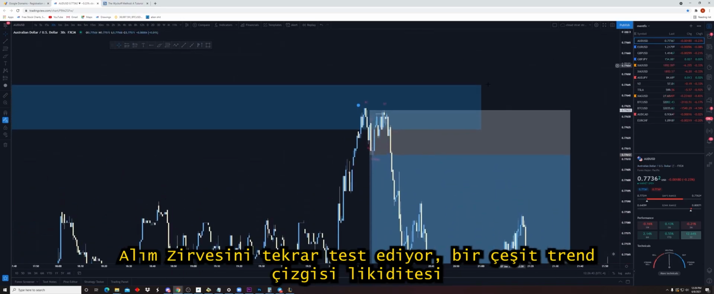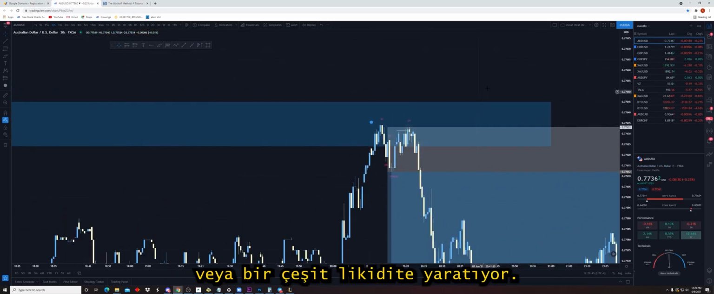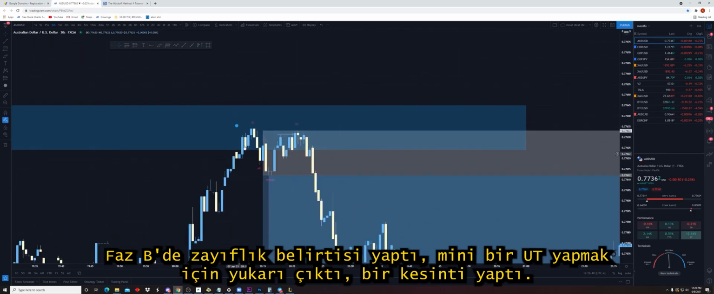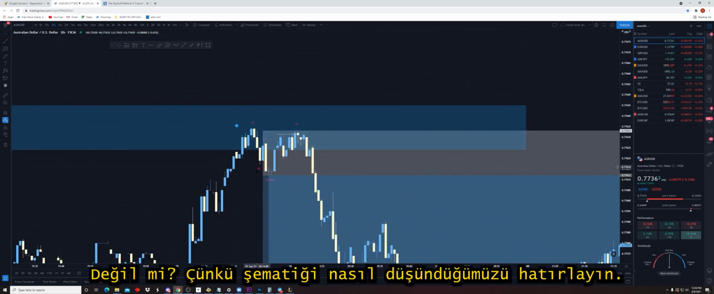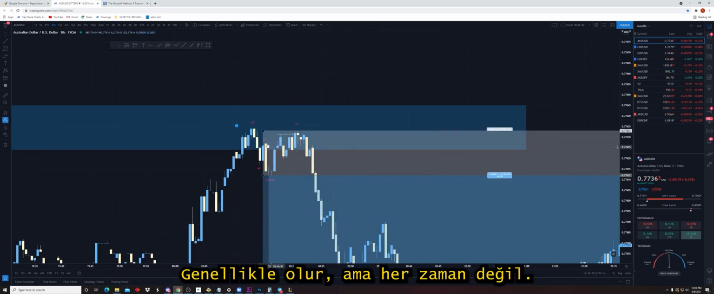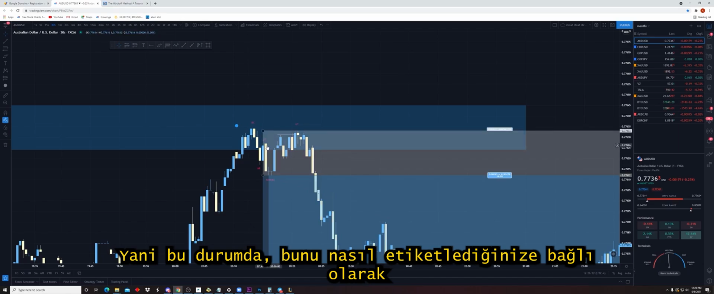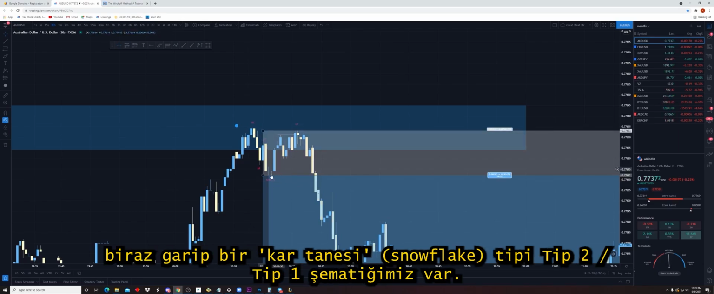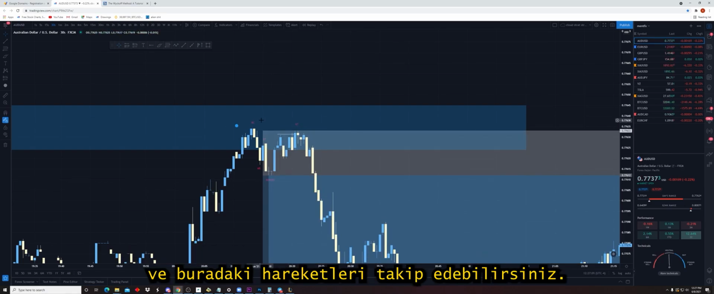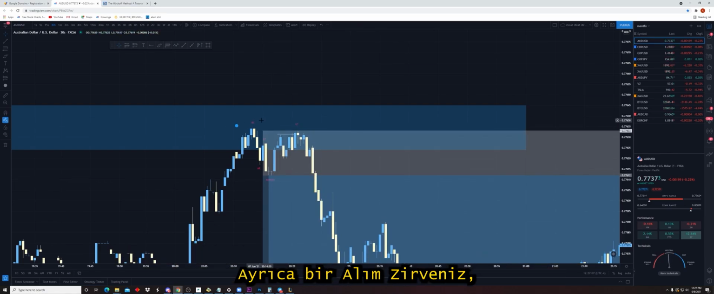So this is an example of a type 2 schematic, which you could technically call relatively ugly. What you'll notice here is price came up into the buying climax, came down to make the automatic rally, made the ST testing the buying climax, creating some kind of trend line of liquidity, made that sign of weakness in phase B, came up to make a mini UT, made a UTAD. Remember how we think about the schematic: the BC does not have to be taken out. It usually is, but not always.